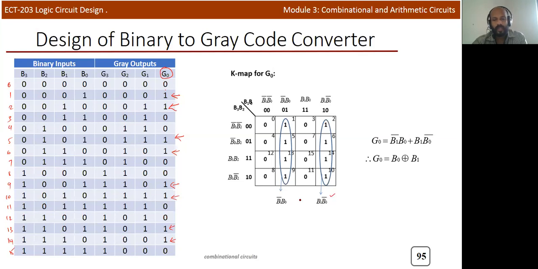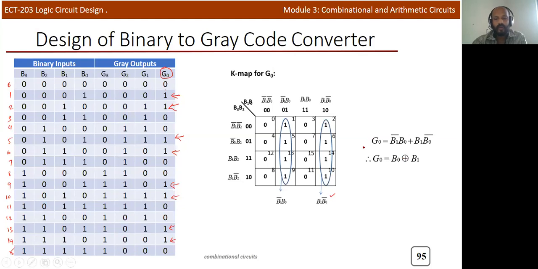So you can take 4-bit groups. If you combine these two, you can see that G0 is B0 XOR B1. So this is the first expression for G0. The output line G0 can be designed using B0 and B1 by simply performing the XOR operation.